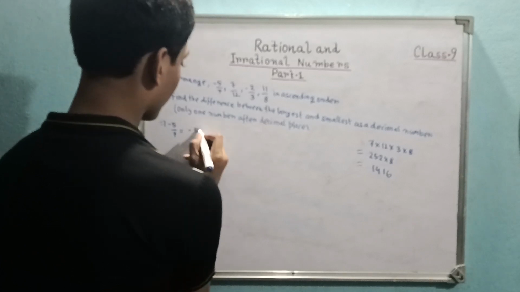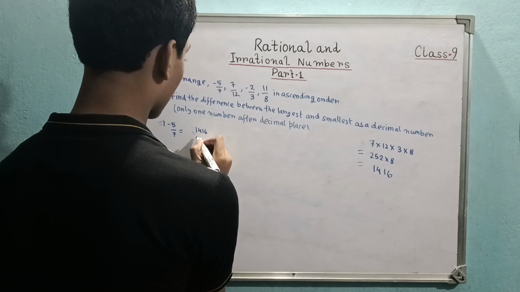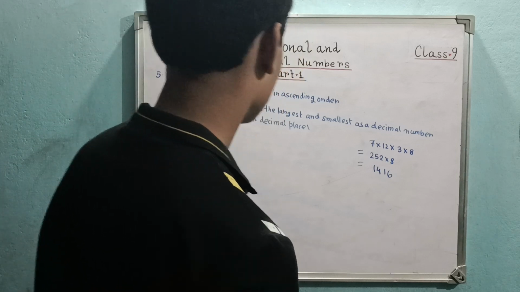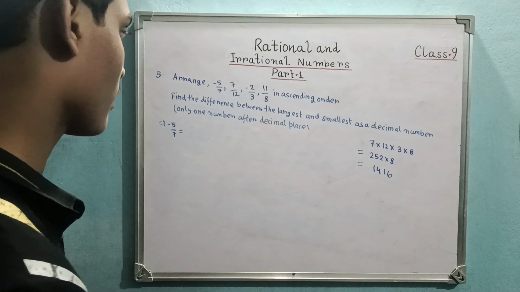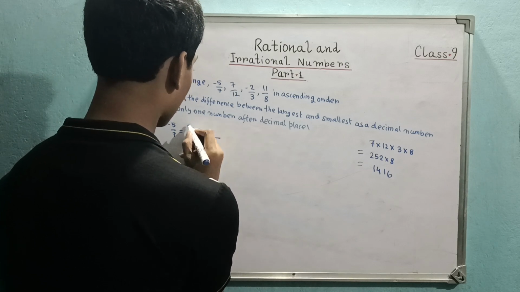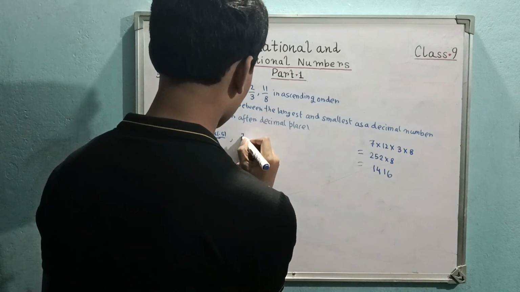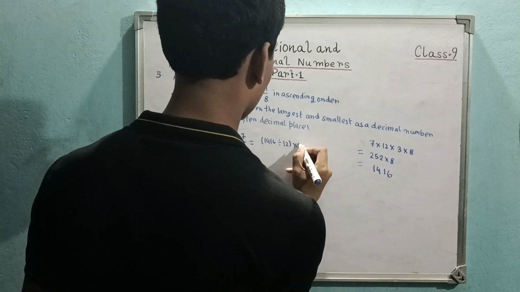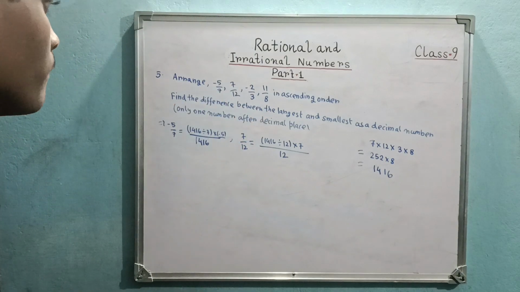Equal to minus 1416 by 7. Minus 5 by 7. So the common multiple will be 1416. What is this? 1416 divided by 7 into minus 5. Right. And similarly 7 by 12, what will it be? 7 by 12 equal to 1416 divided by 12 into 7. We are just converting the denominators into 1416. Okay. So minus 2 by 3.